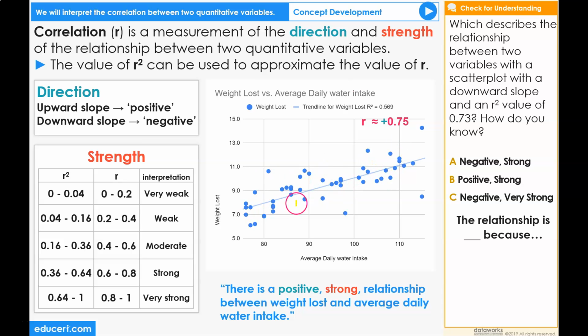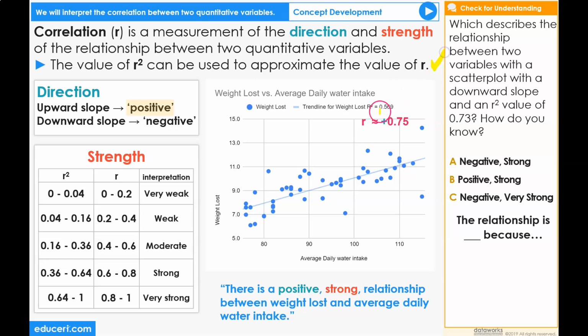So we use this information to say that the direction is positive because it has an upward slope. To interpret the strength of the relationship between these two quantitative variables, we need to interpret the value of R. In our example above, this software gave us the value of R squared. The value of R squared can be used to approximate the value of R. Mathematically, we just need to take the square root of both of these sides.